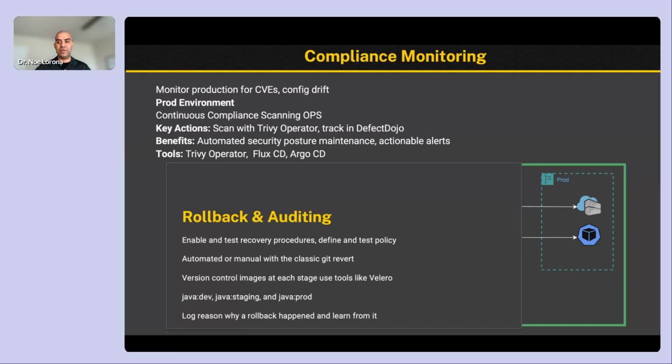Make sure that you version control images at each stage. A good practice is to maintain separate registries for isolated tags per environment. So once we get to the end, you'll see that each environment has its own container registry. And you can tag images for each registry, such as Java with the tag of dev, Java with the tag of staging, and Java with the tag of prod. That way you always know which image belongs to where.